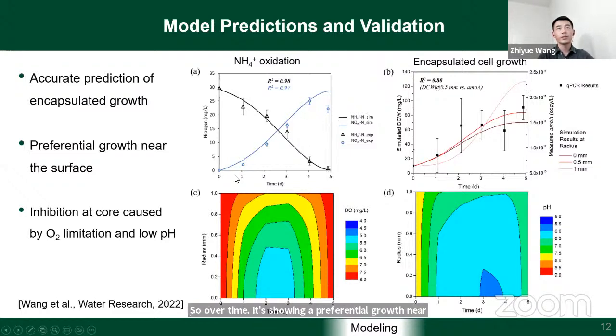And that is explained by the model with the following two figures, C and D, with time on the x-axis and radius on the y-axis. So 0 is at the core of the bead and 1 is at the surface of the bead. The inhibition potentially occurs at the core over time due to oxygen limitation, as a result of both mass transfer and consumption by Nitrosomonas, and also a lower pH region developed near the core, figure D. That's the result of the ammonia oxidation process. These results were published last year in Water Research.